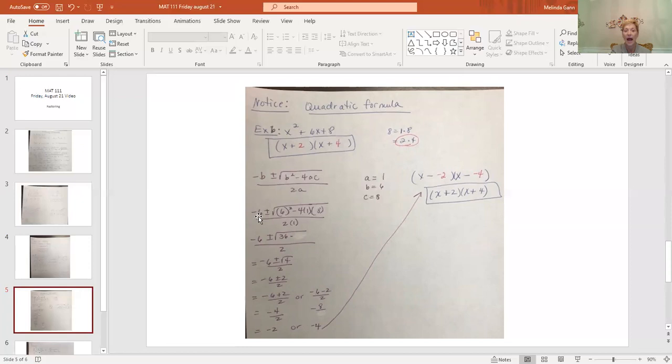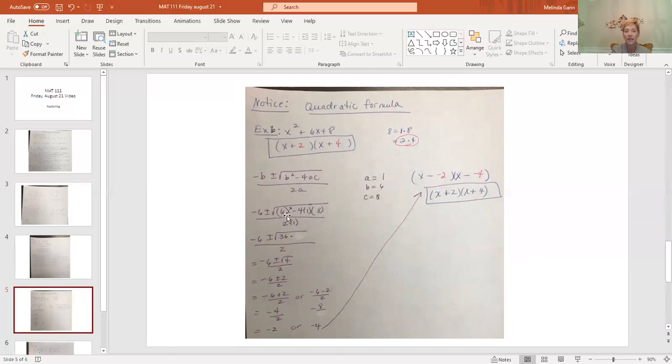Now you plug in. I need the opposite of my B. So I need the opposite of 6. So that's a negative 6. Plus or minus. Then I squared my B, so I'm going to square my 6. Minus 4, A was 1, and C was 8. So I just plugged them in. And 2A, so A is 1.